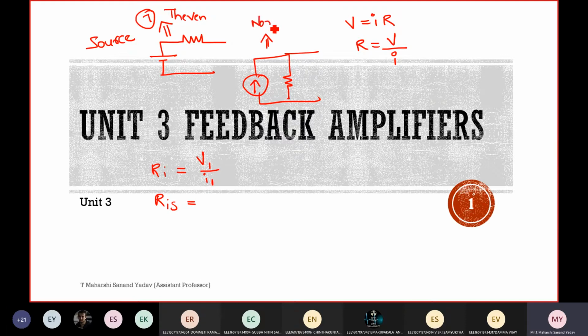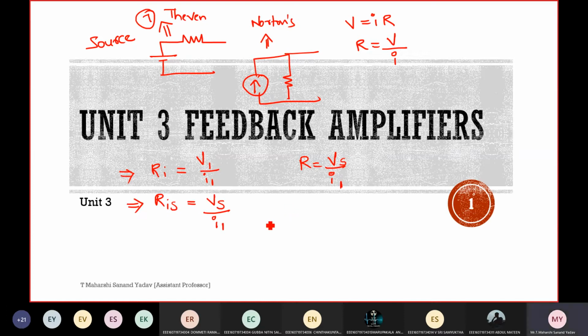This one? Norton's. Norton's. So here RIS can be written as, we know that R is equal to V by I. As I am going with source, it is overall input resistance. So it becomes Vs by I1. Already we have derived this one in the last class.